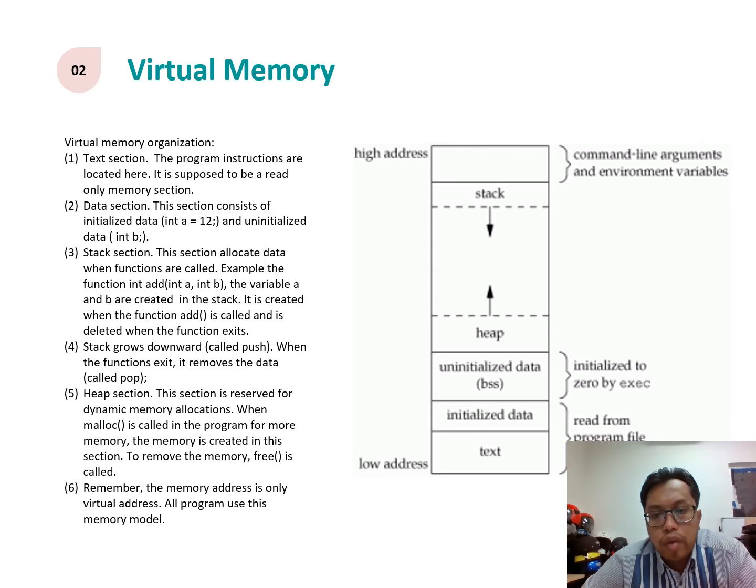Then you have the initialized data. In the previous example, I showed you I have an initialization, where I assigned the integer variable a the value of 12. Whereas you can also store uninitialized data, where you just declare a variable. So if I only declare a variable, it just stores the variable's name or properties, like integer b, without any assignment to any value.